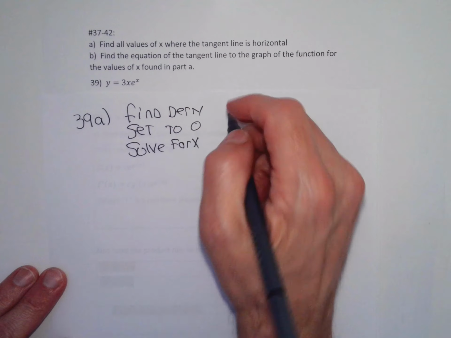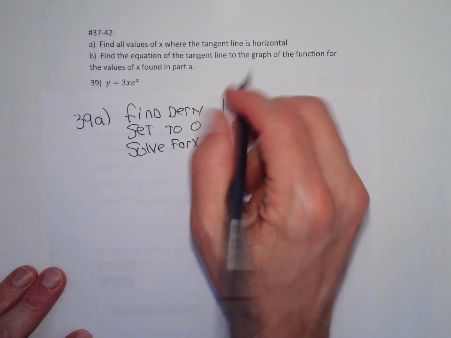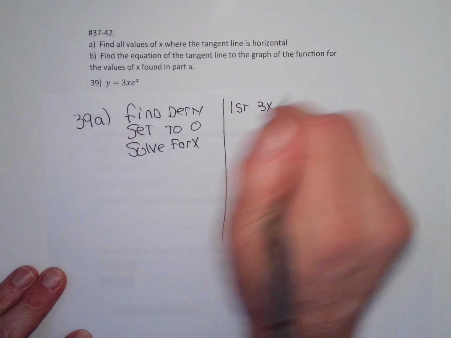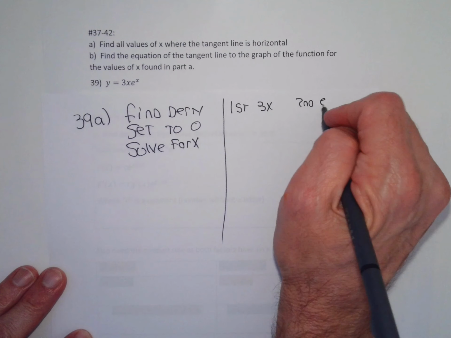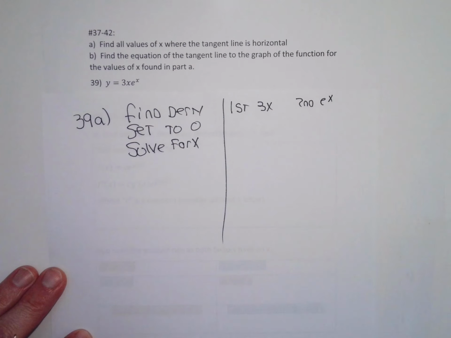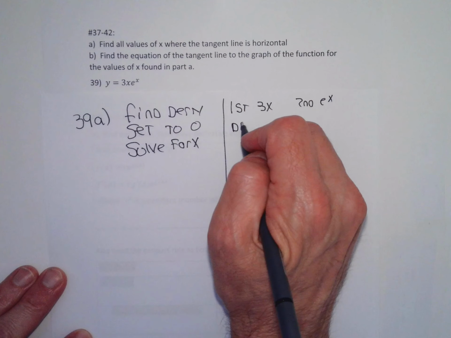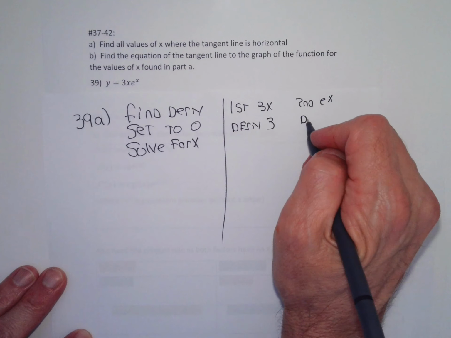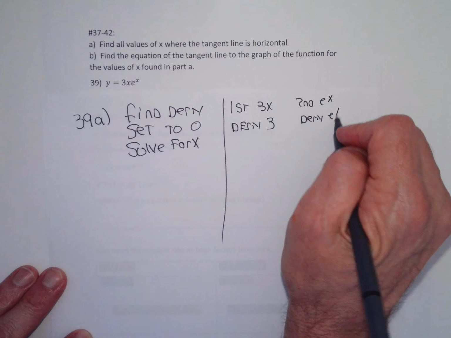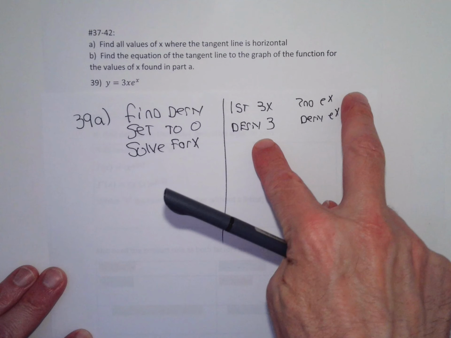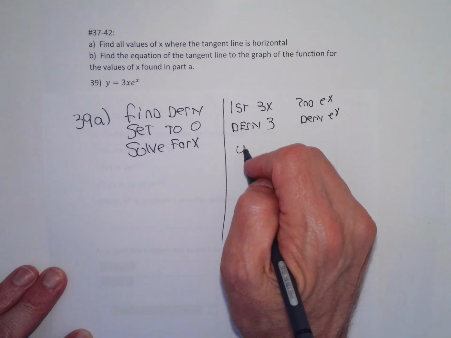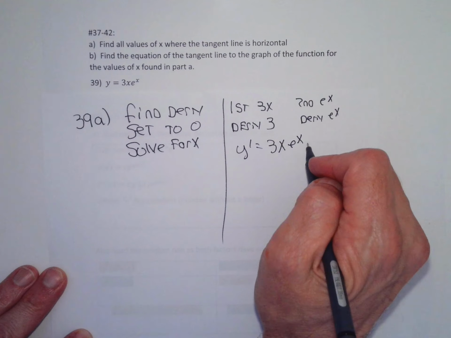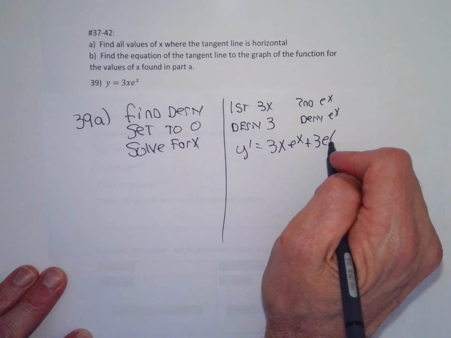So let me do the derivative. First factor is 3x. Second factor is e to the x. I'm setting up for the product rule because both factors have x's. The derivative of 3x is just 3, and we did this before. The derivative of e to the x is just e to the x. Cross multiply, cross multiply. The derivative is going to be 3x e to the x plus 3e to the x.